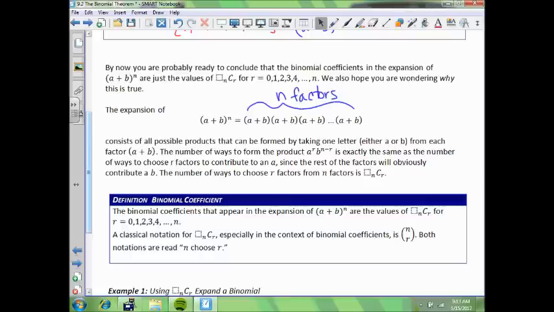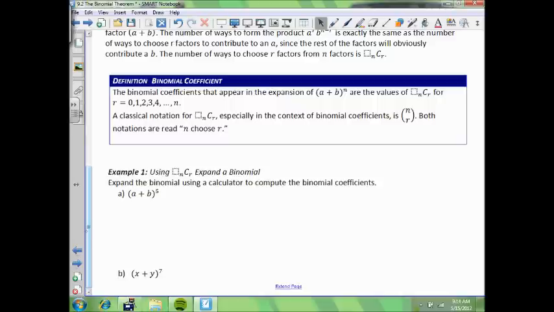So one thing you always need to remember: if you're taking a plus b to the fifth, and you have a to the third power, it's going to be a to the third, b to the second. They're always going to add up to 5, whatever we need it to be. So, the binomial coefficients that appear in the expansion of a plus b to the n power are the values of n choose r for r equals 0 through n. A classical notation for n choose r, especially in the context of binomial coefficients, is parentheses n over r. Both notations are read n choose r.